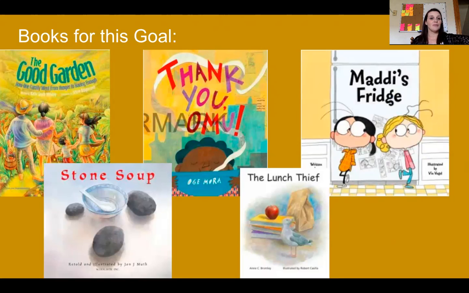So I brought home The Good Garden, which was fantastic. So this one actually digs into a story of a little girl, and her father has to go away because he needs to do some additional work in the off season. They don't have enough from just their crops to support their family.